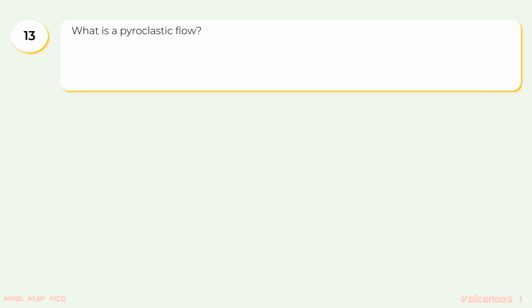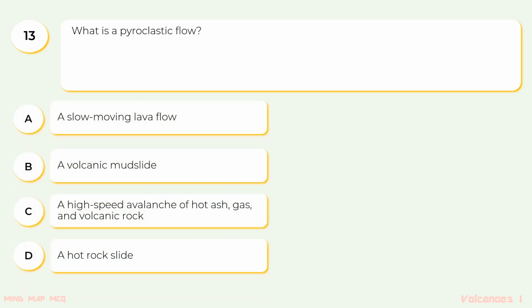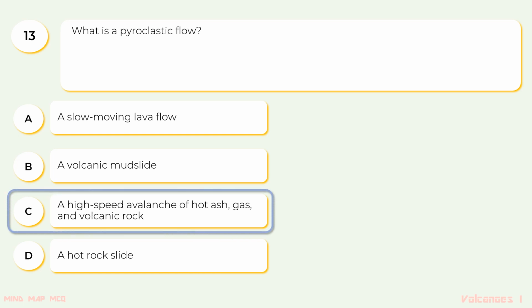13. What is a pyroclastic flow? The options are A. A slow moving lava flow, B. A volcanic mudslide, C. A high speed avalanche of hot ash, gas and volcanic rock, D. A hot rock slide. The correct option is C. A high speed avalanche of hot ash, gas and volcanic rock.